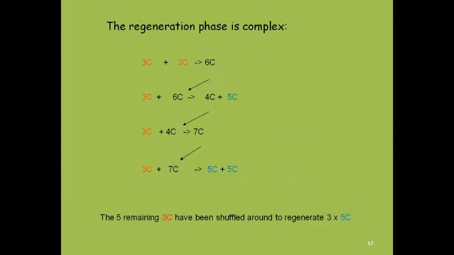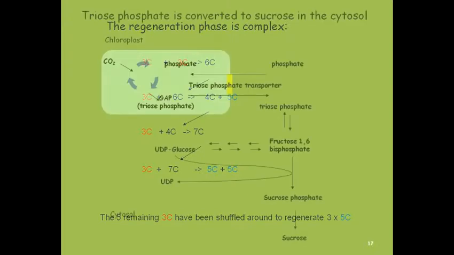The regeneration phase is complex. 2 of the 3 carbons are combined to form a 6-carbon compound. A further 3 is used to give a 5 plus 4. The 4 then combines with another 3 to give 7, and the 7 combines with the final, the 5th 3-carbon, to give 10, which is then split to 2 5s. So overall, 5 3-carbons become 3 5-carbon molecules.